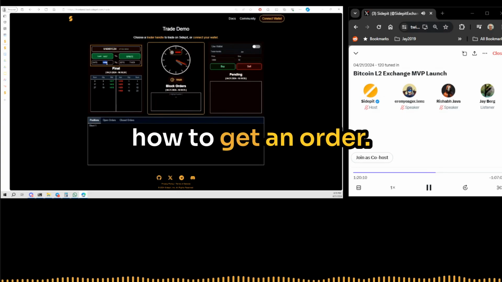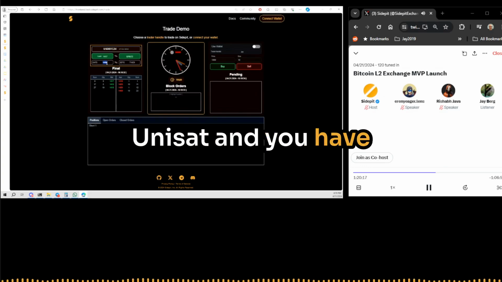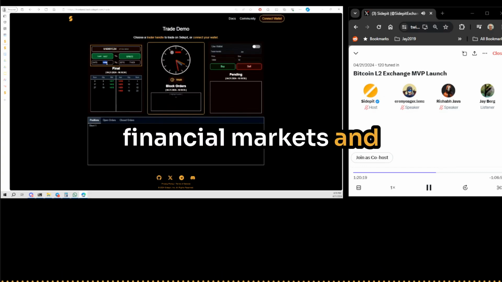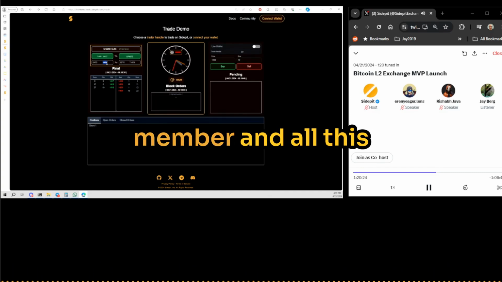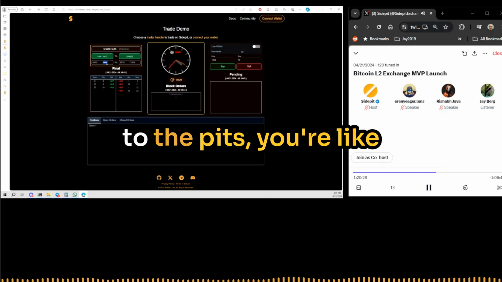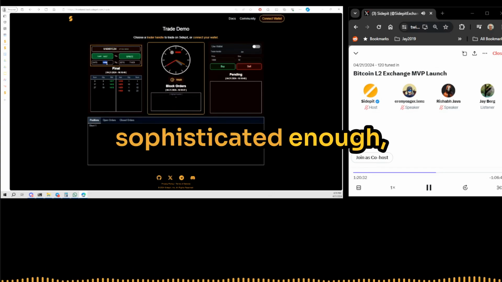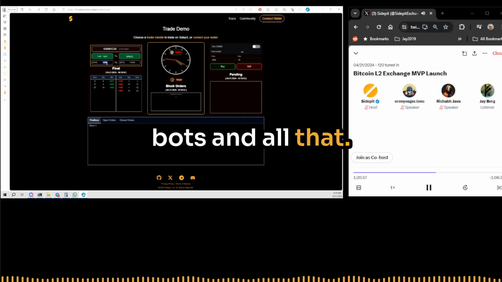So you have to know how to get an order, know how to segregate your order notes from Bitcoin. You have to know Unisat, and you have to understand my financial markets and what satoshis are, and you have to be a member. And all this basically makes it that by the time you get to the pits, you're sophisticated enough. And then if you want to make markets, you have to write Python bots and all that.